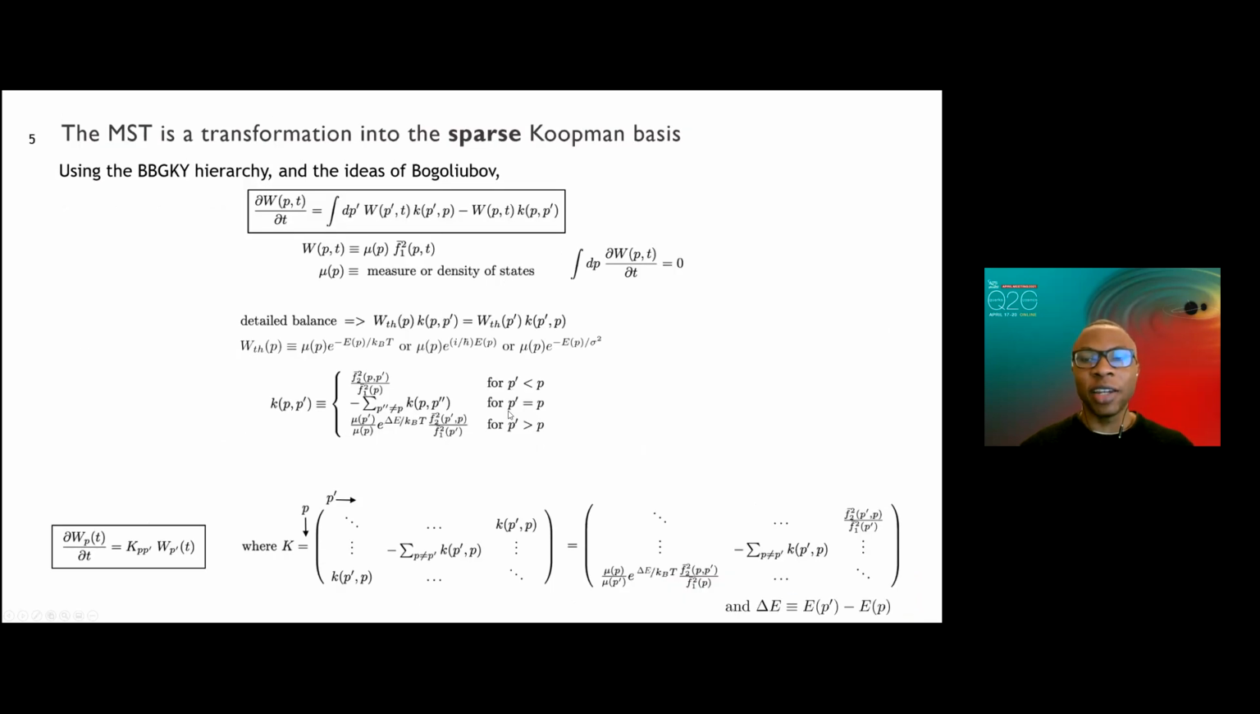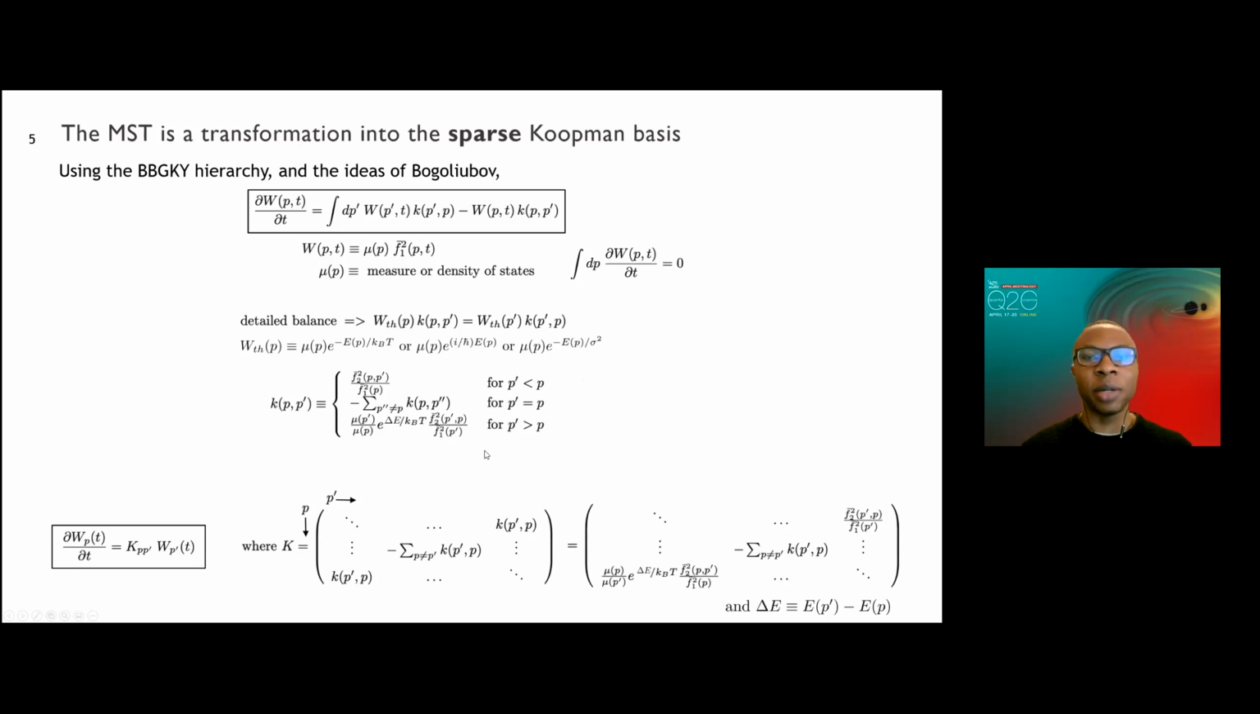Using the BBGKY hierarchy and the ideas of Bogolubov, we use the generalized master equation to propagate the dynamics in the Kuban basis, which is both sparse and linear. To satisfy detailed balance, where the dynamics exiting one state is equal to the dynamics entering another state, we construct the matrix so that the integral of the time derivatives of the dynamics is equal to 0 over scale. In order to do this, we identify the upper diagonal a priori from the MST by taking the second order coefficients and squaring them, divided by the first order coefficient squared. Then we define the lower diagonal as a rescaling of this by the energy. And then we also define the diagonal as a negative sum of the vertical columns.